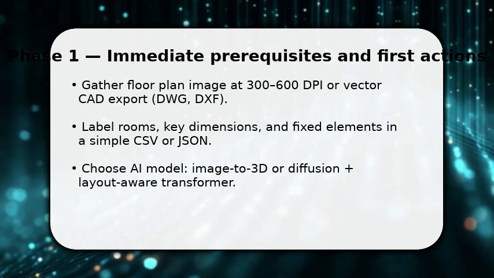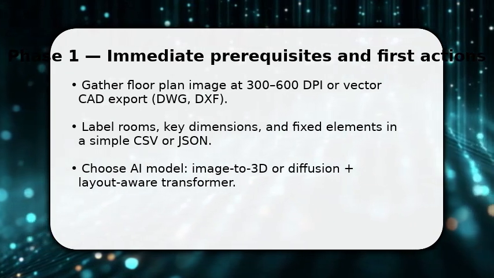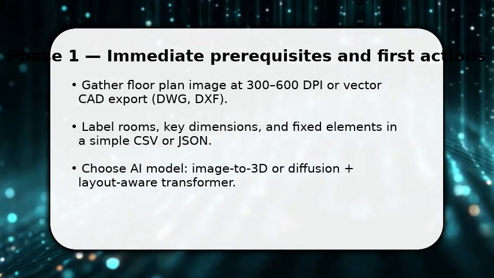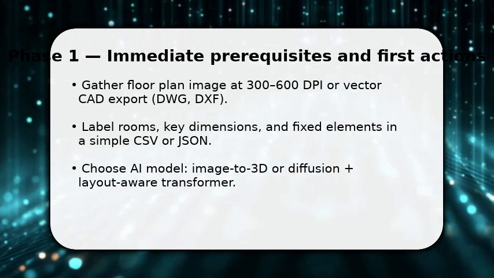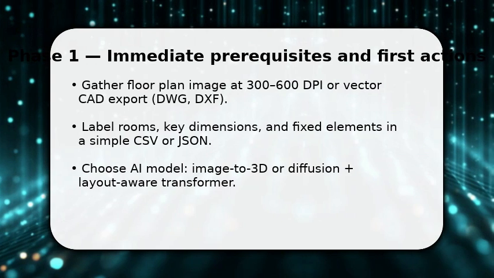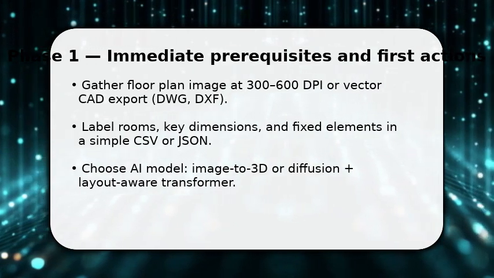Next, pick a model that matches output needs: image to 3D for geometry, diffusion, or layout transformers for stylized renders. Make sure to set coordinate units and scale up front. Otherwise, you'll chase mismatched measurements later.